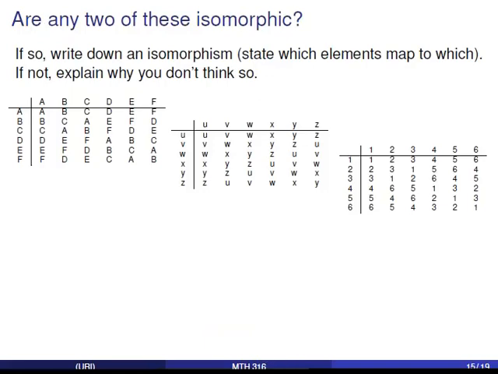Well, now it's time for an exercise for you. Shown here are the Cayley tables of 3 groups. Are any 2 of these isomorphic? If so, the challenge is to find an isomorphism between them, saying which element maps to which, and if not, you need to point to something specific that tells you that they're not isomorphic. Go ahead and pause the video right now if you like and try to answer this question.